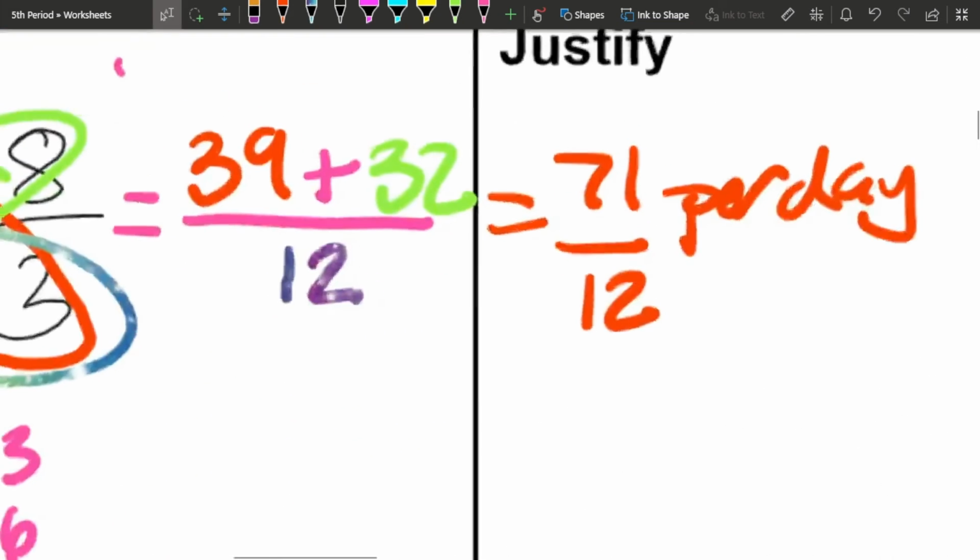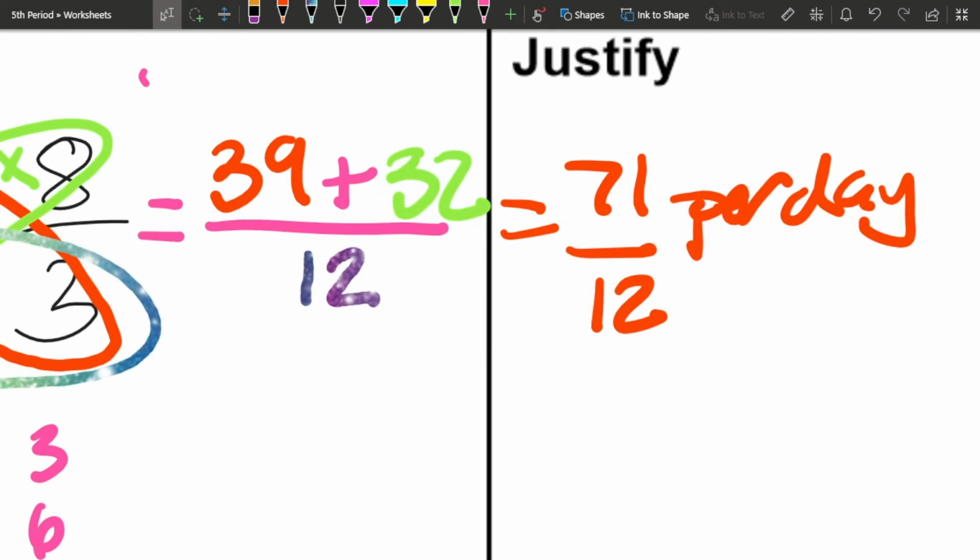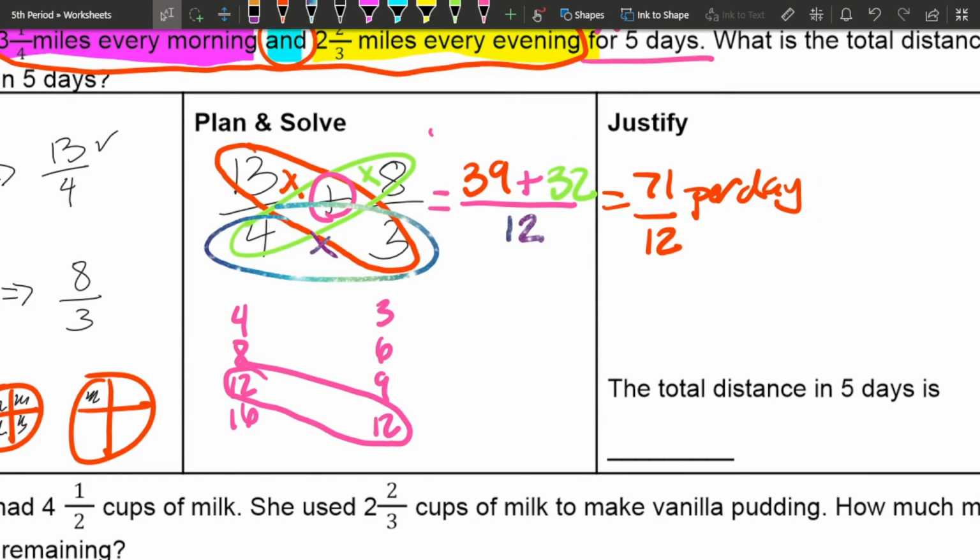Now we got 71 over 12 per day. But we have how many days? 5. So we're going to multiply this times 5 days. However, one of them is an improper fraction, and the other one is a whole number. So we got to turn that whole number into a fraction. How do we do that?